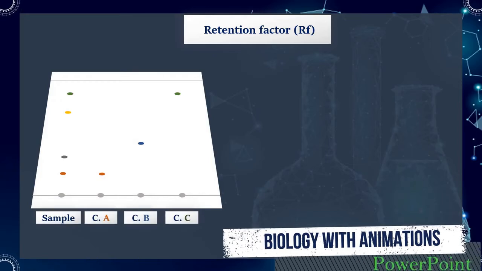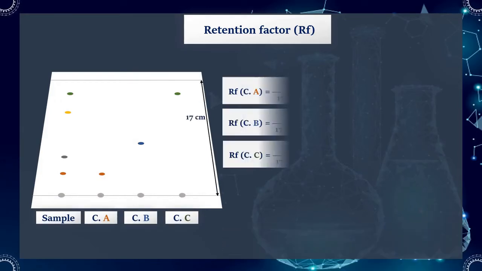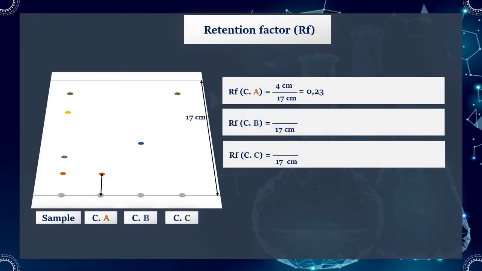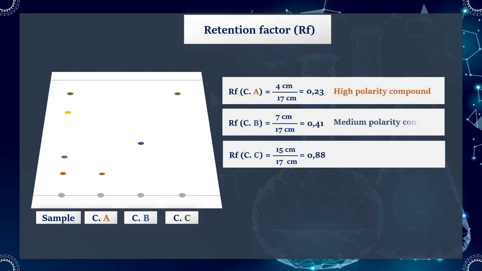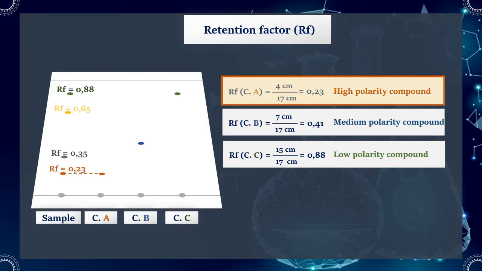A compound with a lower RF tends to have more polar functional groups than a compound with a higher RF. Based on the RF values, compound A is the most polar and compound C is the least polar. The retention factor of the spots in the mixture is determined and compared with those of the known compounds. In this sample, we found the presence of compound A and compound C.